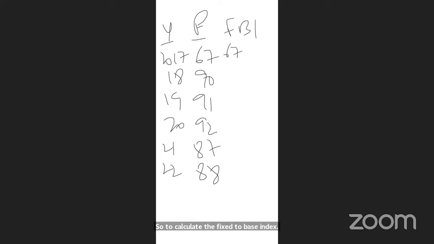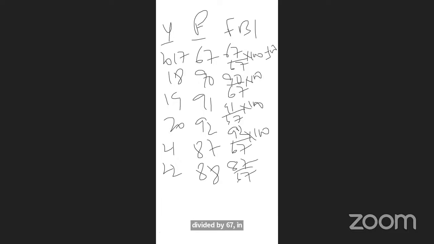67 divided by 67 into 100, always the first one is equal to 100. 90 divided by 67 into 100, 91 divided by 67 into 100, 92 divided by 67 into 100, 87 divided by 67 into 100, 88 divided by 67 into 100. This is how a fixed base index is supposed to be calculated.